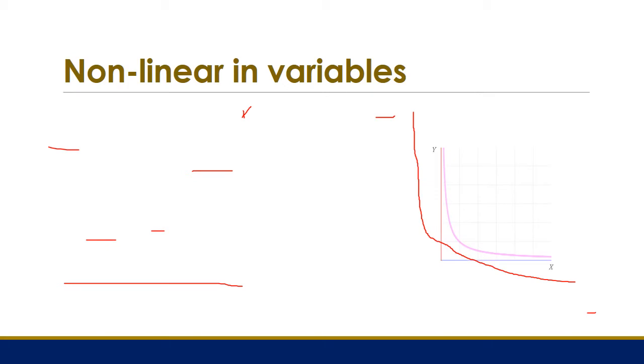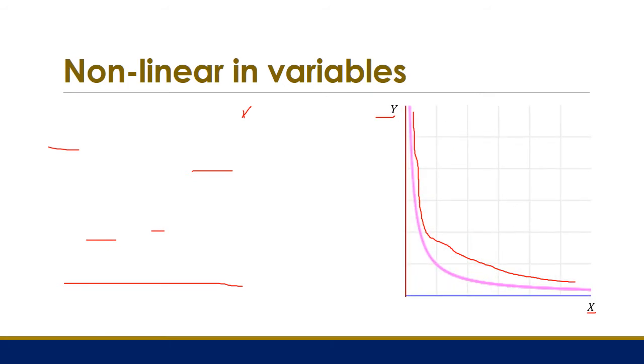Another example is when the dependent variable is related to the reciprocal of the independent variable. So you will see this is your dependent variable, independent variable, and you can see the slope is not linear. You can see it is nonlinear.